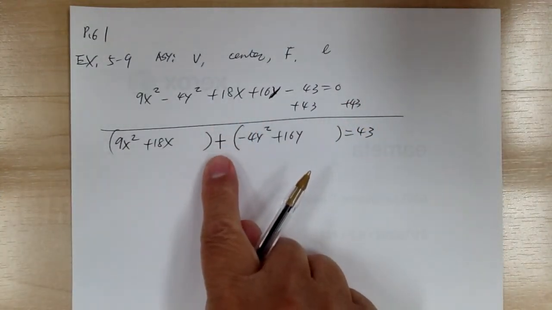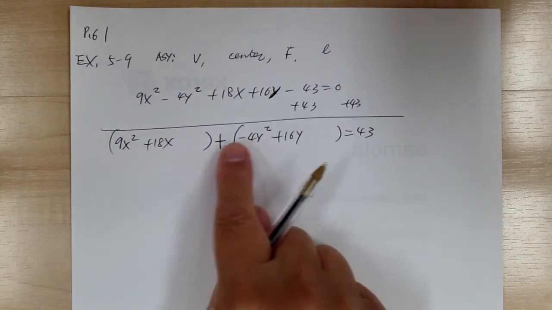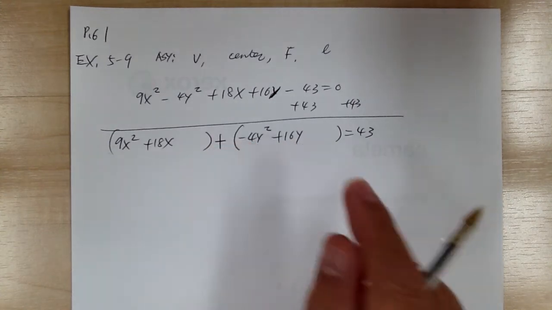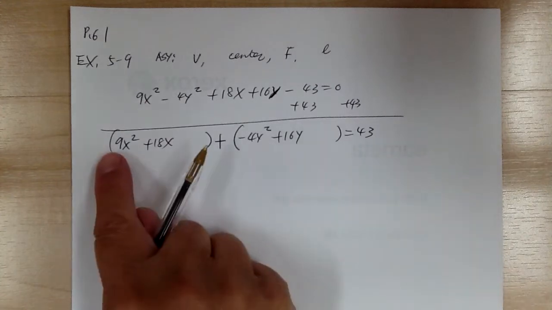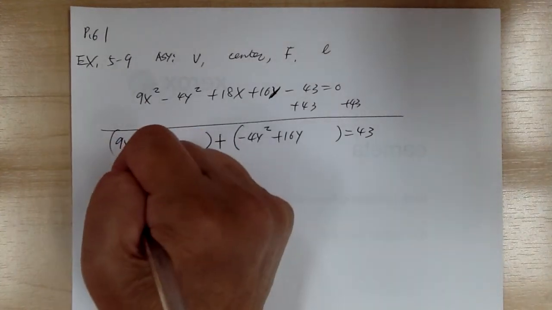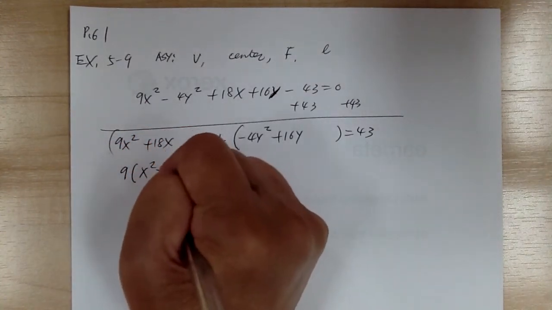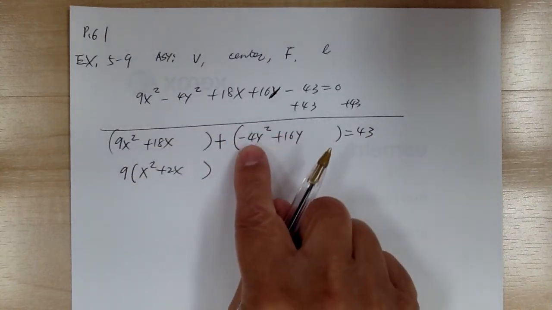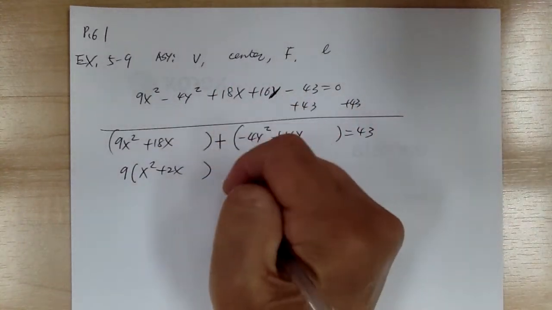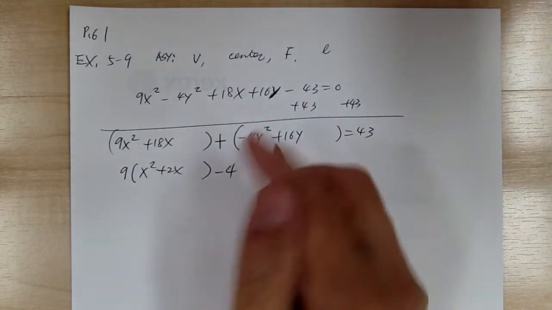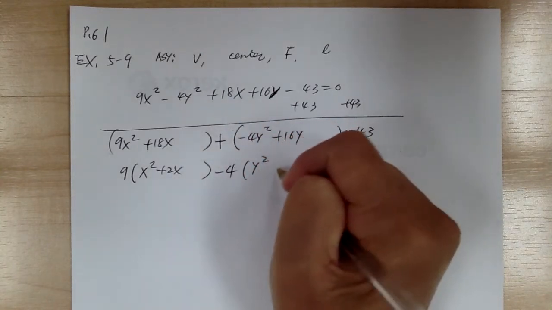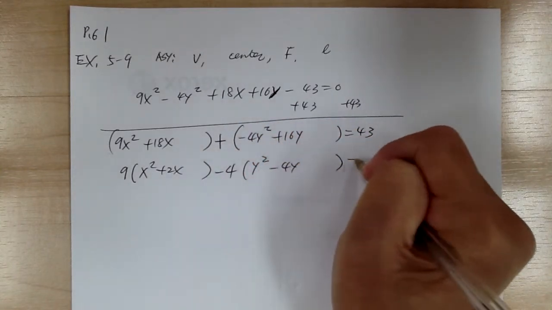Always put a plus between the groups, because if you put a negative over here, you're going to mess up on the sign, okay? Next, let's factor the coefficient. Factor the 9, you get x squared plus 2x. This one has a negative, so you have to factor the negative 4. So it becomes y squared minus 4y equal to 43.